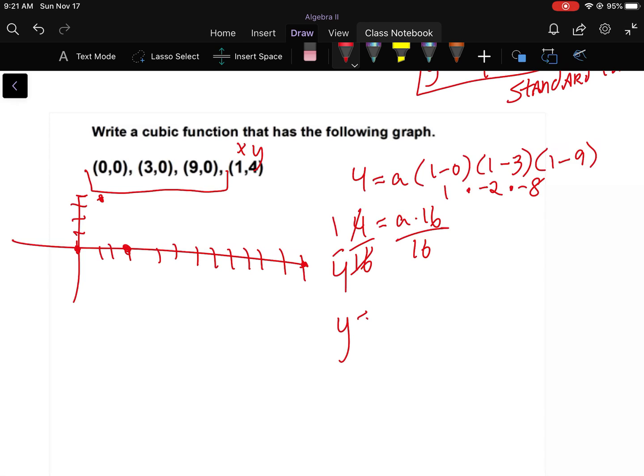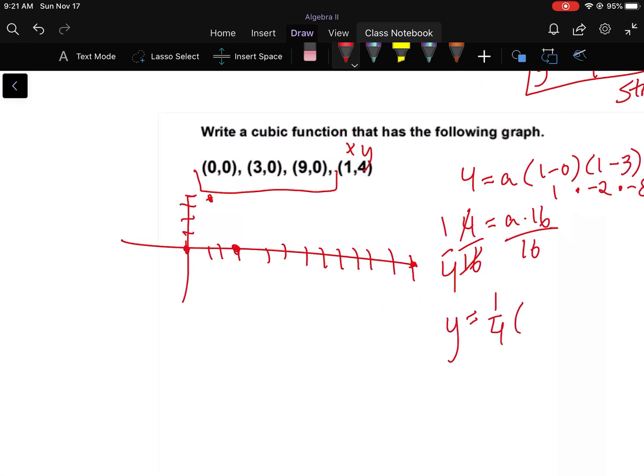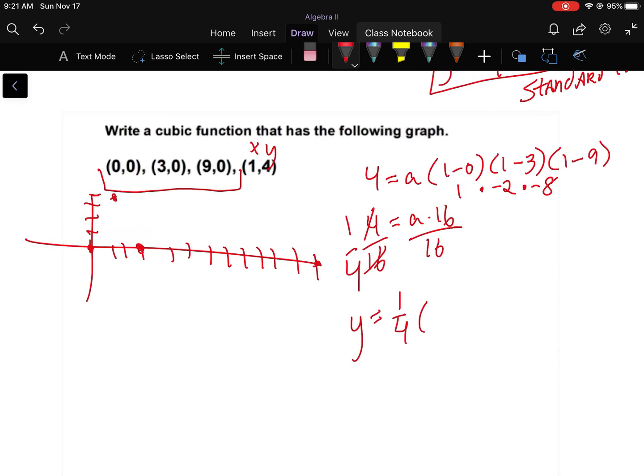So y equals 1/4. Now, I don't really have to put x minus 0, but here, I'll start off with that. x minus 3 and x minus 9. You might see that one right there is just x, because x minus 0 is x. So there you go. There is solving, or not solving, there is writing the equation of a cubic in intercept form, a lot like what it would have been for a quadratic.